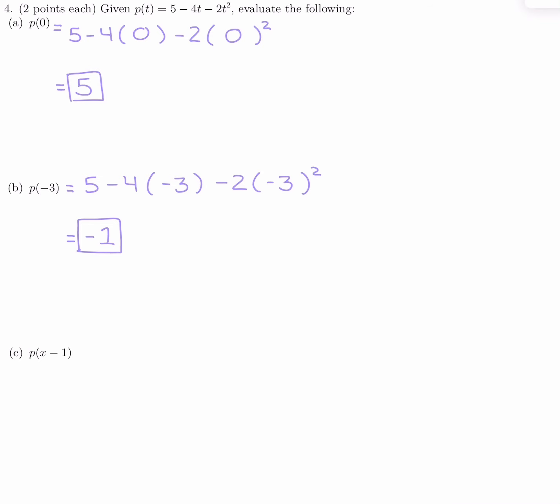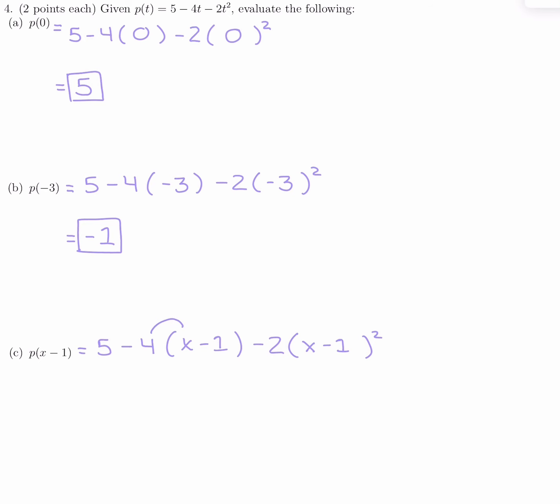Lastly, we're going to replace a t with an x minus 1. So we're not replacing with a number, so our final answer is not going to be a number this time. We're going to have 5 minus 4. We're going to put a set of parentheses, minus 2, and it's a set of parentheses getting squared. And we're going to put x minus 1 in here. So we're going to have to do some side work here. We're going to have to figure out some different values.